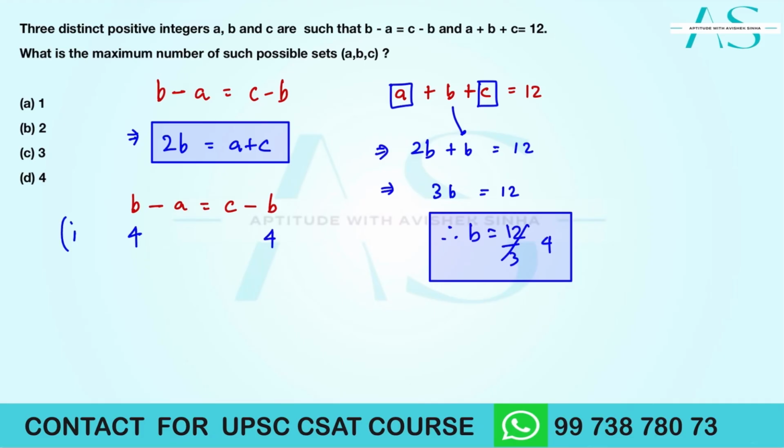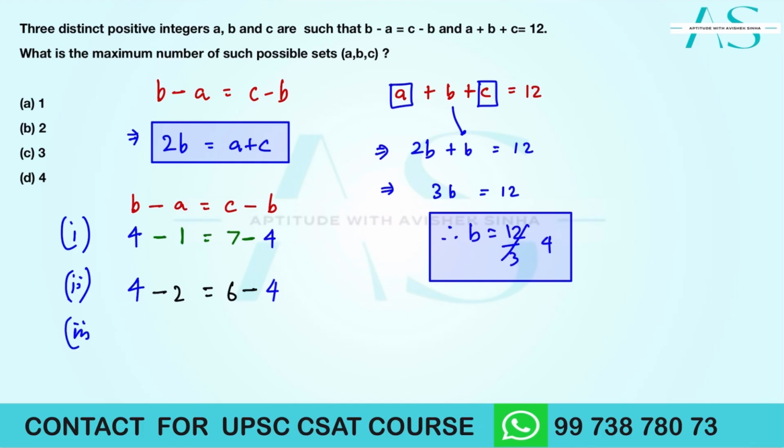Now what can we put as the value of a? Can we write a as, let's say, 1? First positive integer. So 4 minus 1 is 3, and this should be 7 minus 4. Next, again, if we put b as 4, we can take 2. So this has to be 6 minus 4.